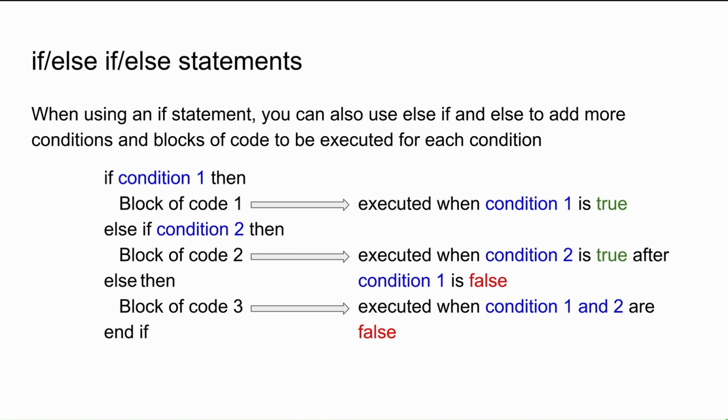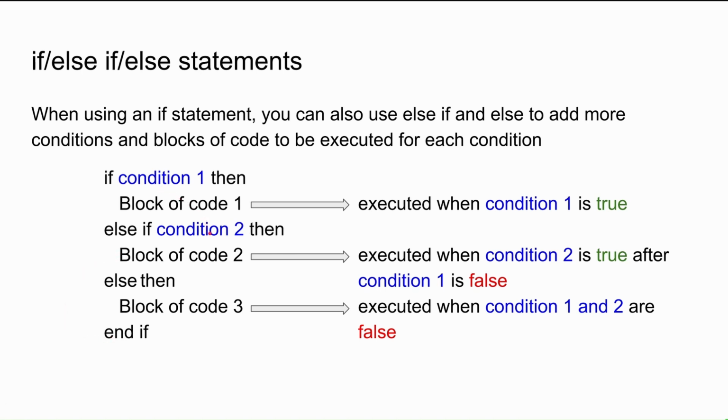So if condition 1 and condition 2 are false, then the program will go to the else and execute this block of code inside the else. So for the else to get executed, we need condition 2 to be false and also condition 1 to be false. Because as I said before, if condition 1 is true, this code is executed and then we go to the end if directly. Else, if condition 2 is true, then the block of code is executed and we go again directly to the end if once that is done.